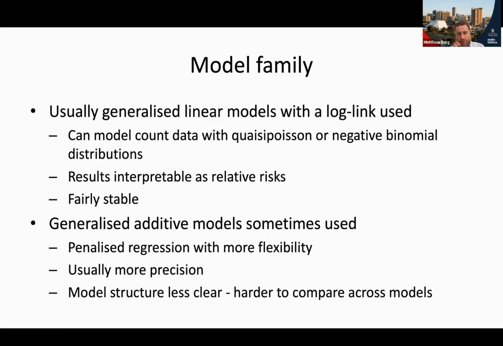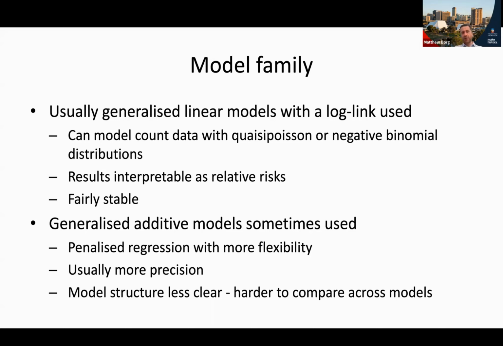In terms of model families that we use, since we're modeling data with quasi-Poisson or negative binomial distributions, this tends to be generalized linear models with a log link. This is fairly stable, relatively straightforward, and you can interpret the results as relative risks, which tend to be easier to model. And these are usually fairly straightforward to do in statistical software.